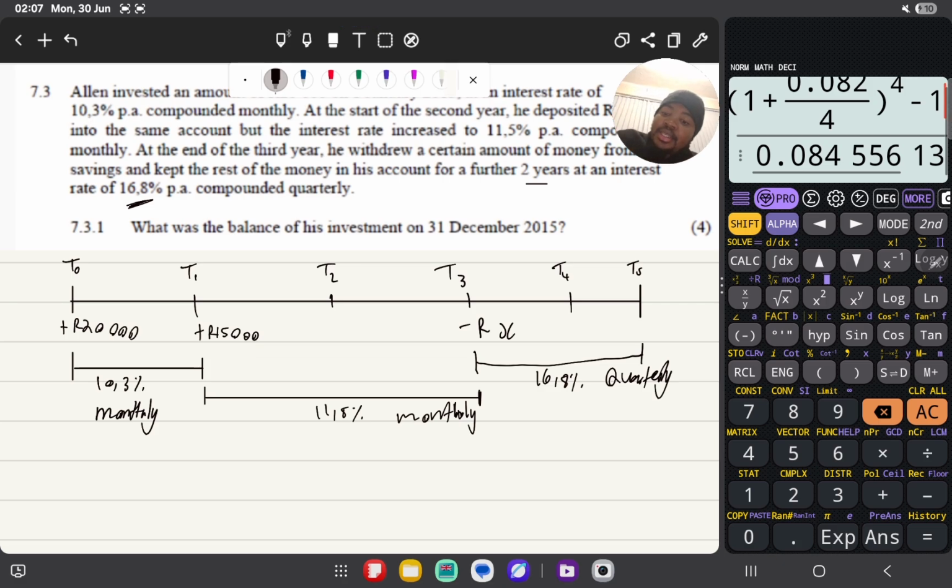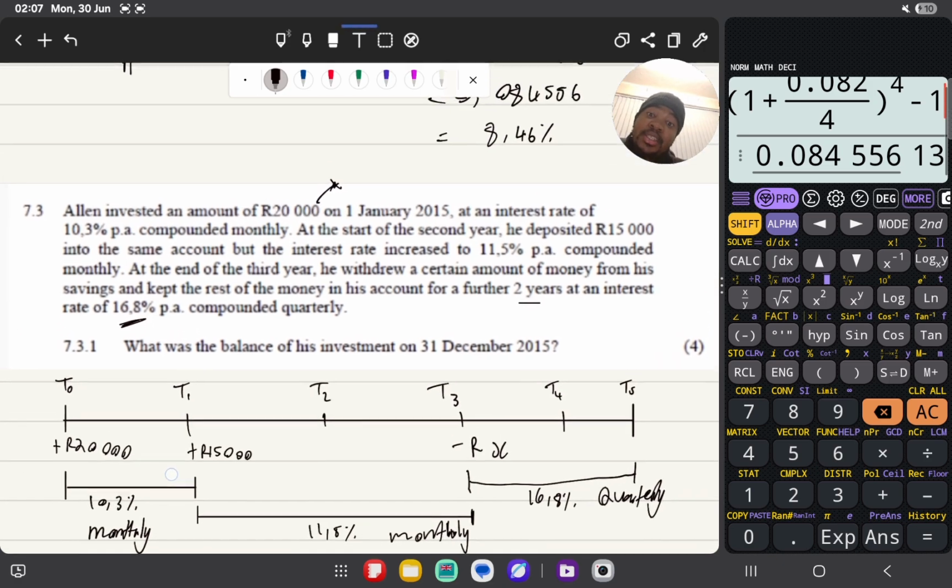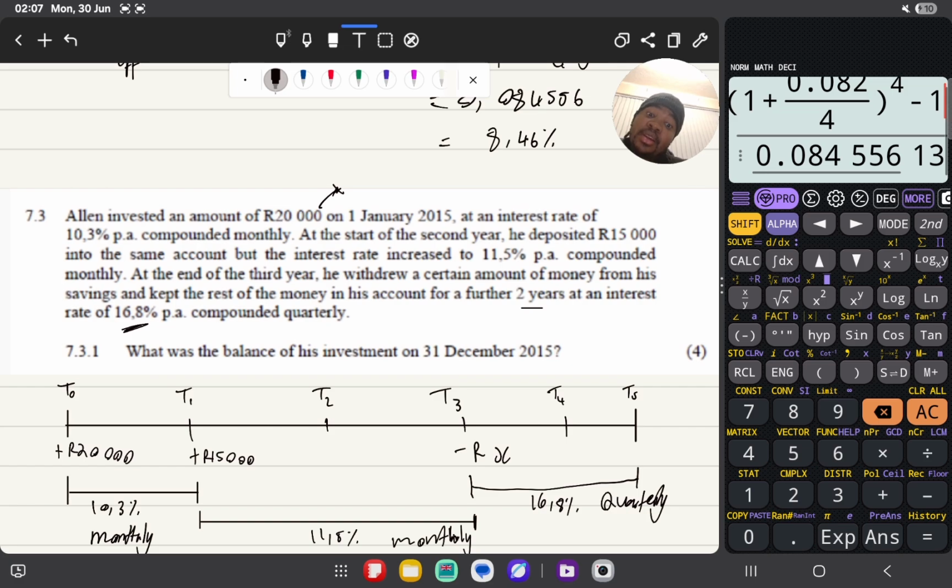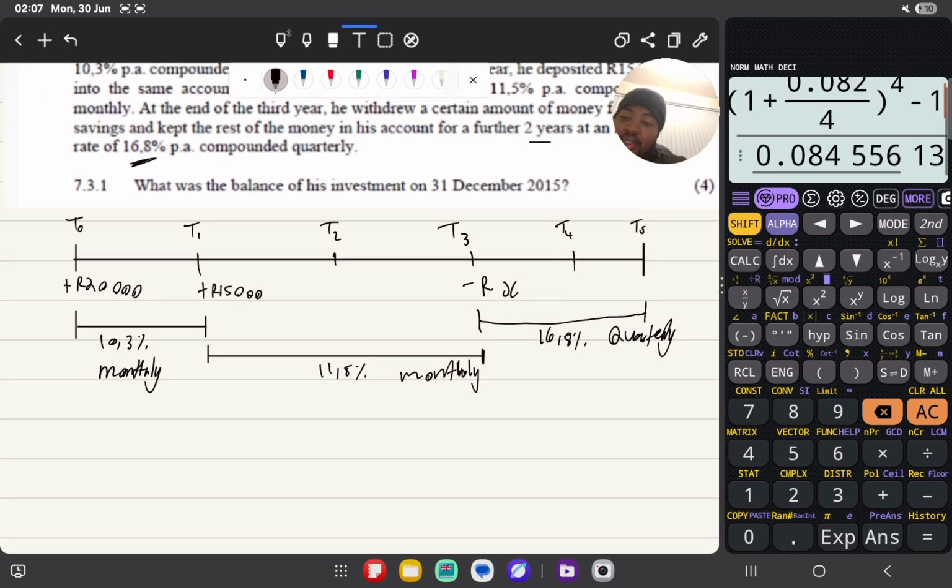But yeah, they ask now, what is the balance of his investment on December 31st, 2015? So it's the same year, the last day, at the end of year one. So you use the formula number one.